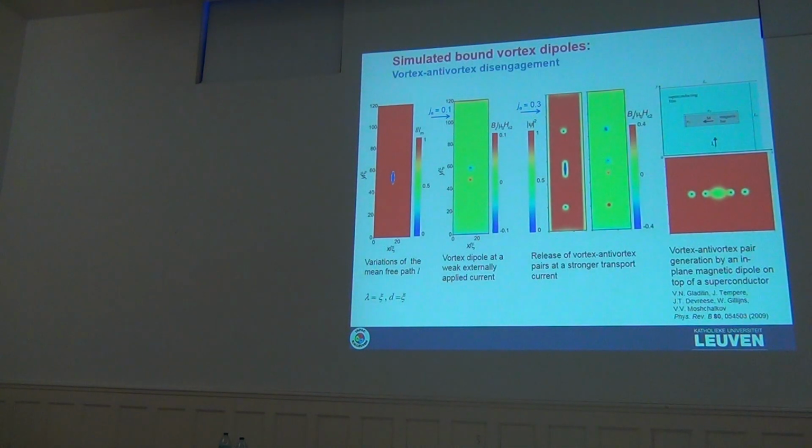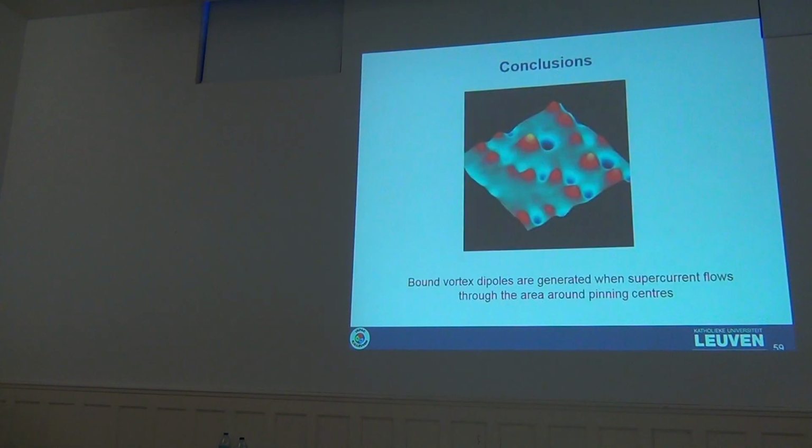And by the way, you can have similar effects if you bind the vortices with an in-plane magnetized magnetic dot. Then you still see these things pinned to the dot, and then they are getting depinned if you send current. But that's a little bit too far from the main subject of this part of my talk. Okay. So the conclusion for that: bound vortex dipoles can be generated when supercurrent, in our case Meissner current, flows through the area around pinning centers.